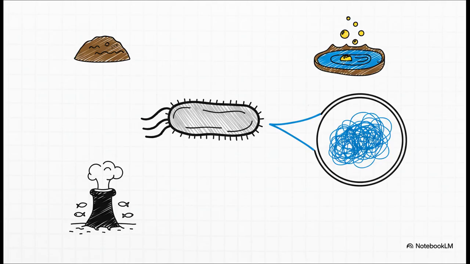Their cells are prokaryotic, which just means they don't have a proper, well-defined nucleus. And these tiny little powerhouses are found absolutely everywhere, in soil, in water, even in boiling hot springs. They are the ultimate survivors.